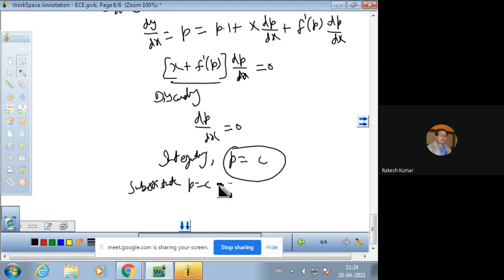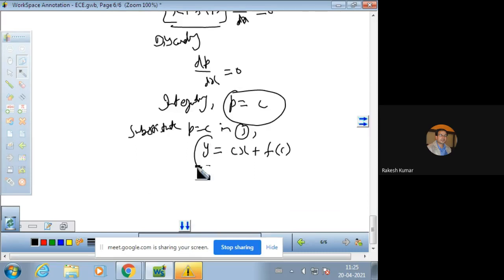Now you can substitute p is equal to c in Clairaut equation 1, and you will have y is equal to cx plus f of c. Now, this is the required solution of a given Clairaut's equation. So this is the procedure for finding out the solution of a Clairaut equation.